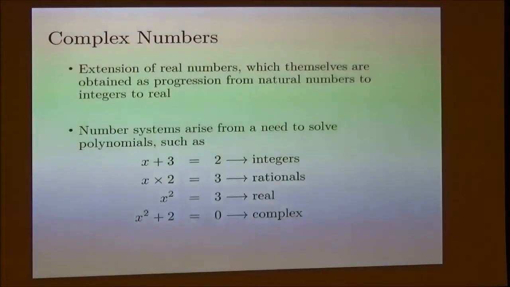But we do have numbers which are sort of higher in dimension than complex numbers, but they don't arise naturally from solutions of polynomial equations, like quaternions and dual quaternions. So how do they come about?